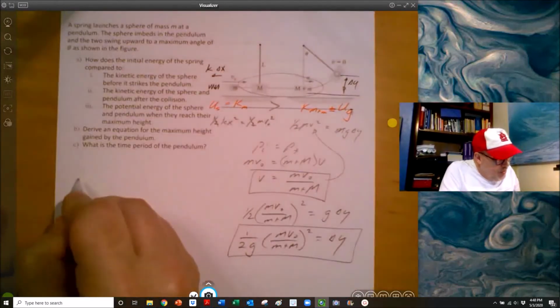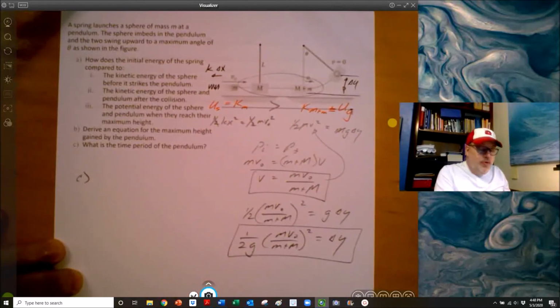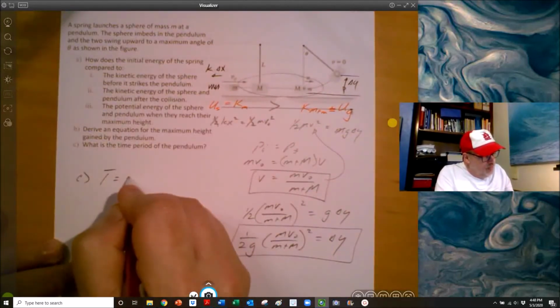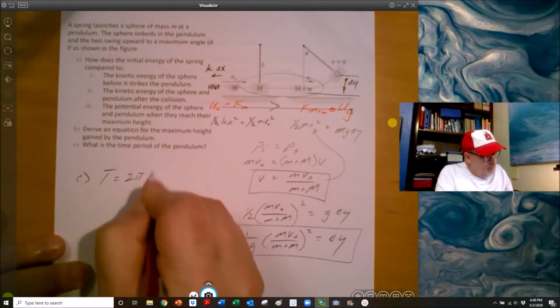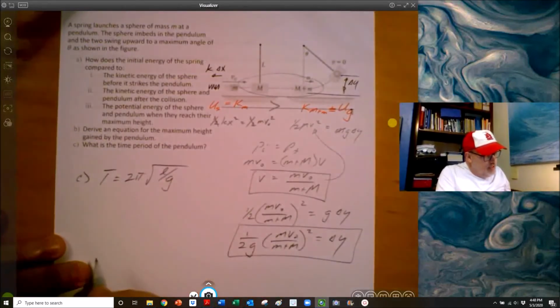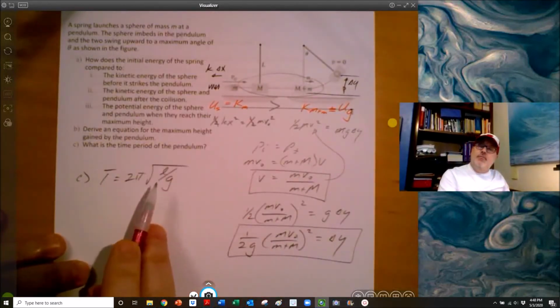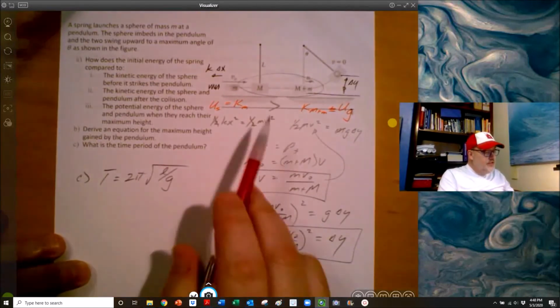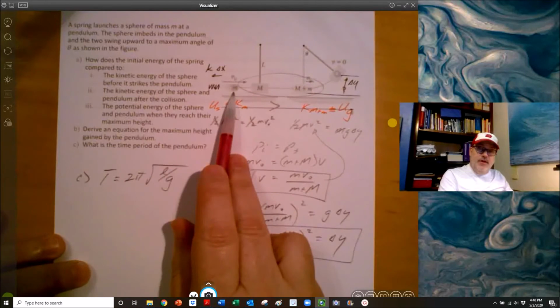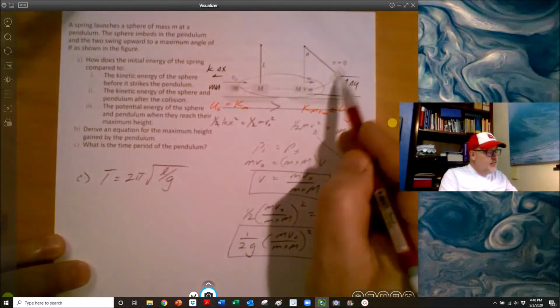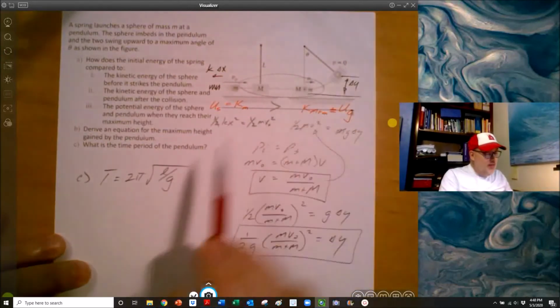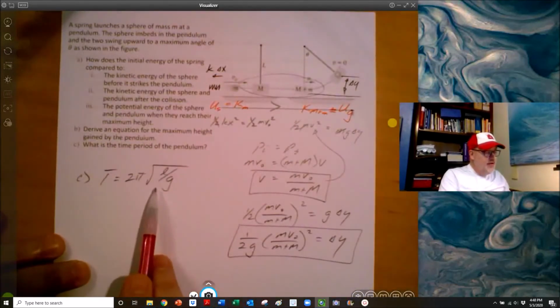Okay, last part, part C. What is the time period of the pendulum? Well, time period equals 2 pi square root of L over g. Hey, I want you to notice the mass doesn't matter at all. So if we had shot a bigger mass or a smaller mass here, or shot it faster or slower, it wouldn't matter. This thing would swing back and forth with the exact same time period because nothing in here will change.